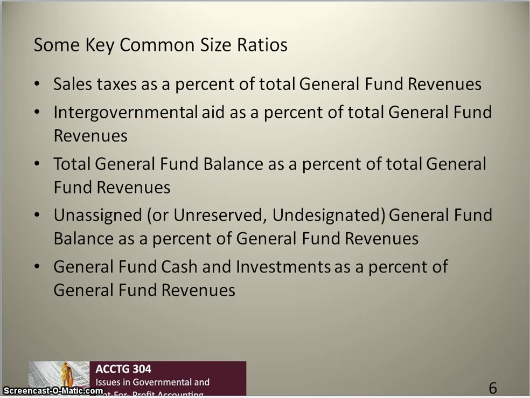They can, in some situations, be an indicator of a higher level of risk compared to other governments. For example, sales taxes are generally more volatile than property taxes. So if a government gets more of its revenue from sales taxes as a percent of total general fund revenues than its peer governments, that is, if it's more reliant on sales taxes, it may be at risk due to economic fluctuations in the future.